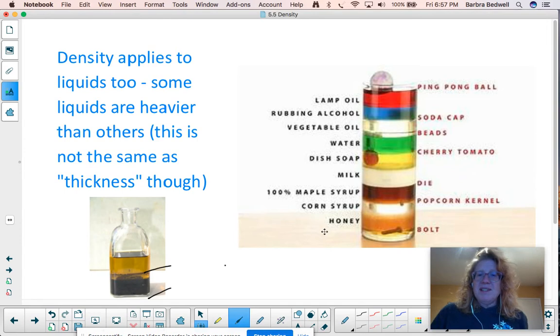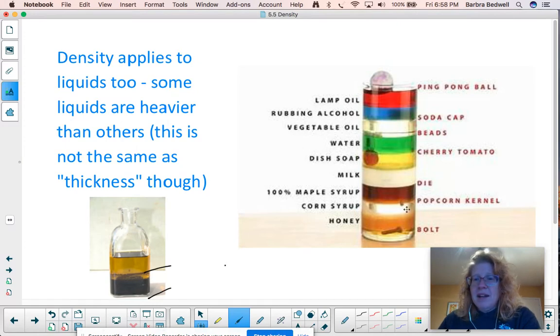And one of the things you can do if you want some fun around your house is create a kind of funky thing they call a density column. You can get a bunch of different liquids around the house. A lot of these liquids have been treated with food coloring, like lamp oil and rubbing alcohol, to give them some color. Water obviously was turned green. Someone created here a little density column of all these different things, and you can tell which liquids are the most dense, like honey and corn syrup, and which liquids are the least dense, like lamp oil and rubbing alcohol.